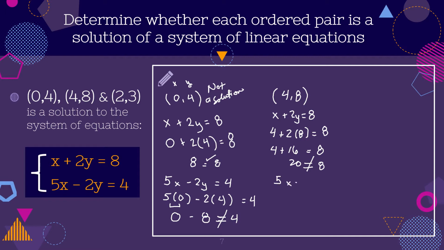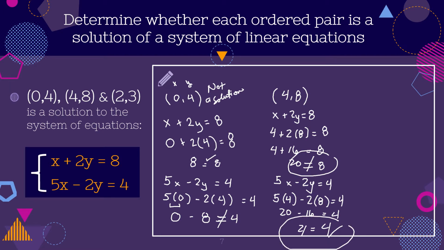Next equation, 5x minus 2y equals 4. 5 multiplied by 4 minus 2 multiplied by 8 equals positive 4. 5 times 4 is 20. Minus 2 times 8 is 16, equals 4. So 20 minus 16 is 4, equals 4. But still, it is not a solution because the ordered pair does not satisfy the two equations. It is still not a solution.